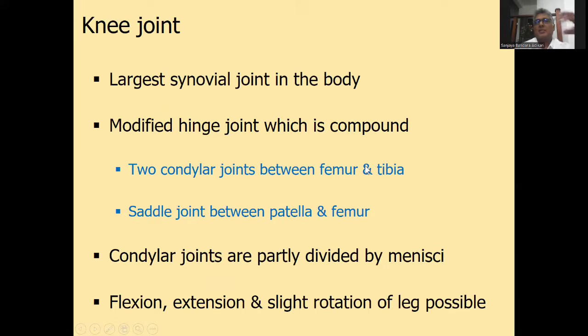On the medial side, you have the medial femoral and tibial condyles forming a joint. On the lateral side, you have the lateral condyles forming a joint. That is one joint. Then you have the joint between the patella and the anterior surface of the femur. Actually, these condylar joints, medial and lateral ones, are divided into a large superior component and a very small inferior component by the presence of menisci. I'll show you that in a moment.